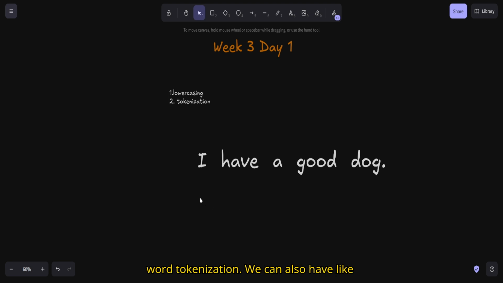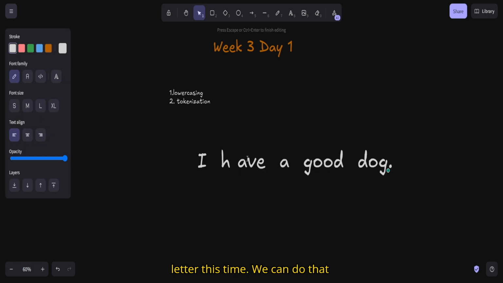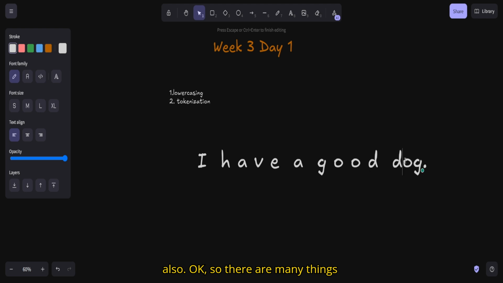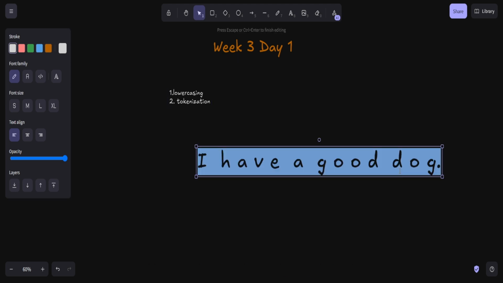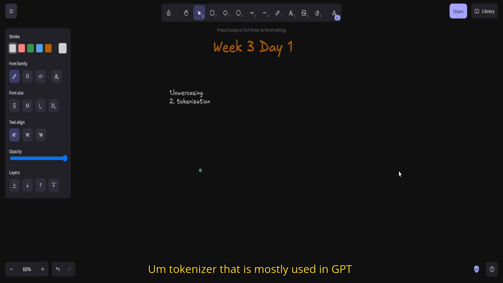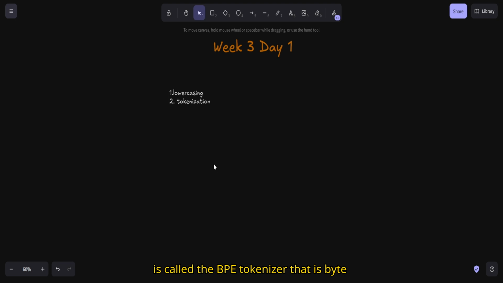We can also have a big paragraph and break it into sentences. That can be sentence tokenization. We can also have letter tokenization, where we separate every letter. There are many ways to tokenize. One tokenizer that is mostly used in GPT is called the BPE tokenizer, that is the byte pair encoding tokenizer. In BERT we use the WordPiece tokenizer. These are some specific tokenizers that are used.